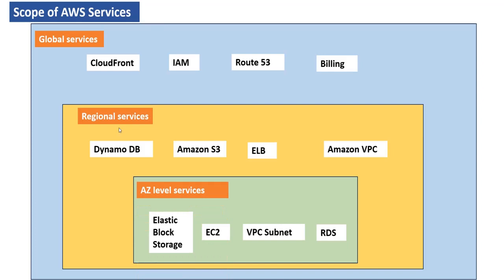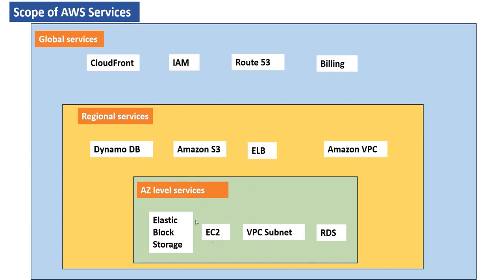And a few services are at AZ level, availability zone level. It means in one region, as we already know, 2 or 3 data centers, 2 or 3 availability zones will be there. So if you have created EBS, EC2, a VPC subnet or RDS in one availability zone, you cannot access the same service in another availability zone. So these are availability zone level services.